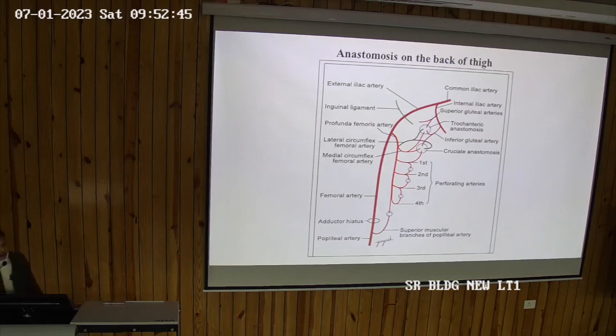pierce the adductor magnus, then turn around and enter the posterior compartment. All these branches of profunda femoris enter the posterior compartment, and then they anastomose with gluteal vessels. When they anastomose at the trochanteric fossa, it is trochanteric anastomosis. Near the lesser trochanter, it is cruciate anastomosis. This is the longitudinal anastomosis.